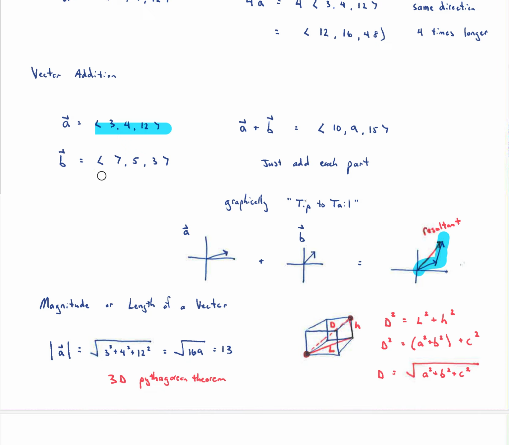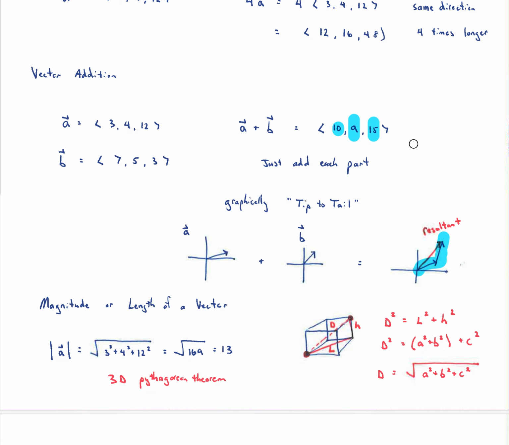So vector A is saying go 3 to the right, 4 up, and 12 depth. Vector B is saying, well, this is 7 to the right, 5 up, and 3 depth. If adding them together, you did the combination of those things, you'd end up going 10 to the right, 9 up, and 15 in the depth. So really just adding each part.